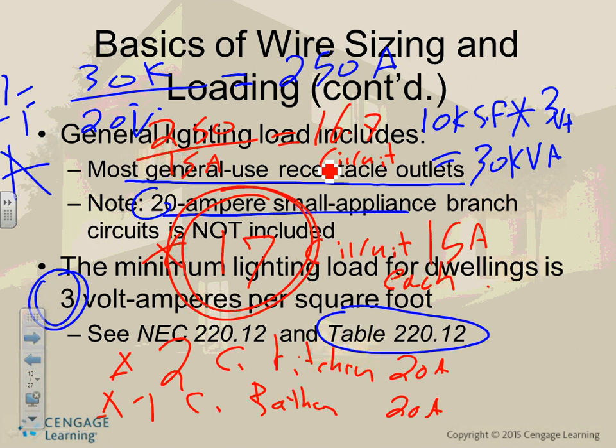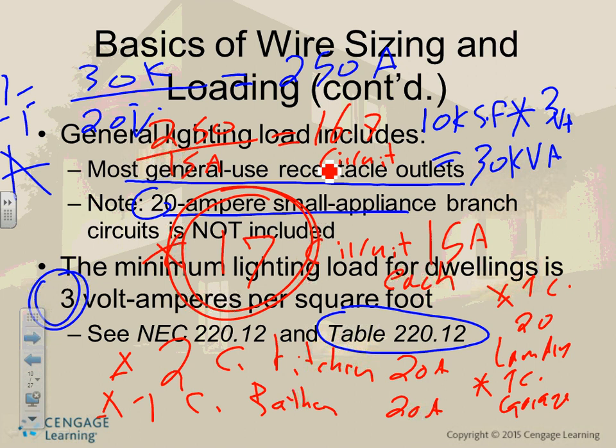Then we need one circuit, also 20 amp, for the laundry. So now we're up to what? 21. And now we need one circuit for the garage. That changed in 2014, 2015. So now we're up to what? 22.